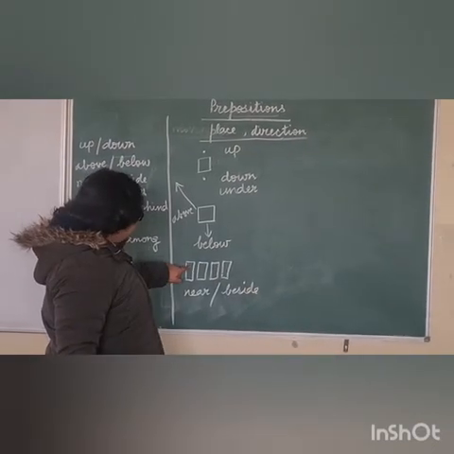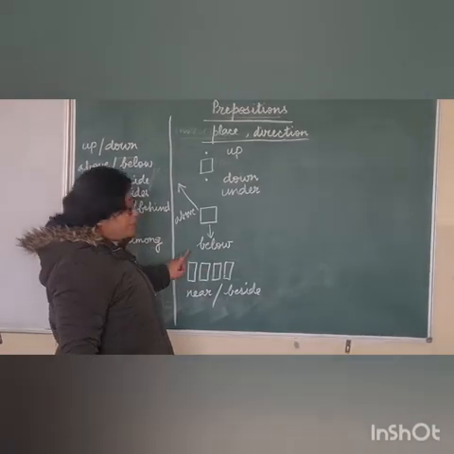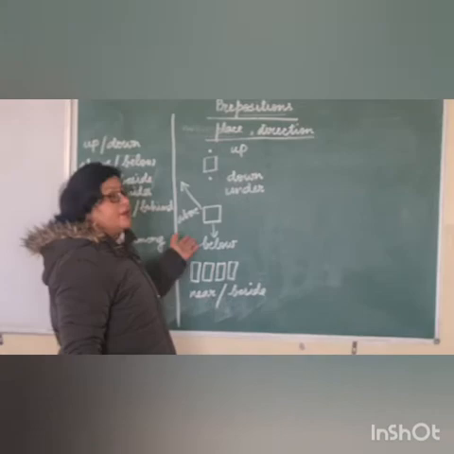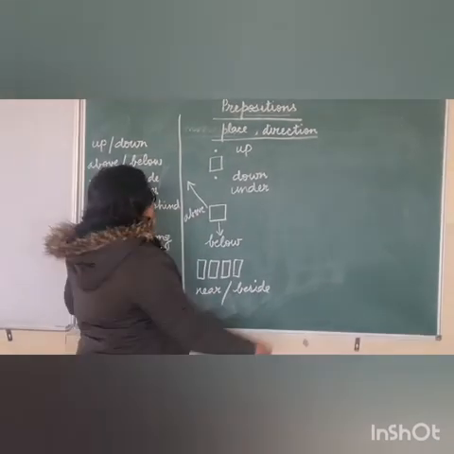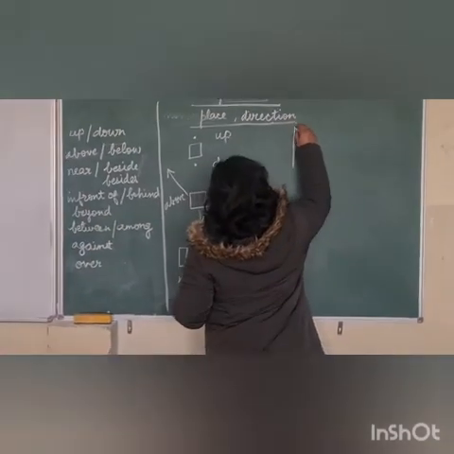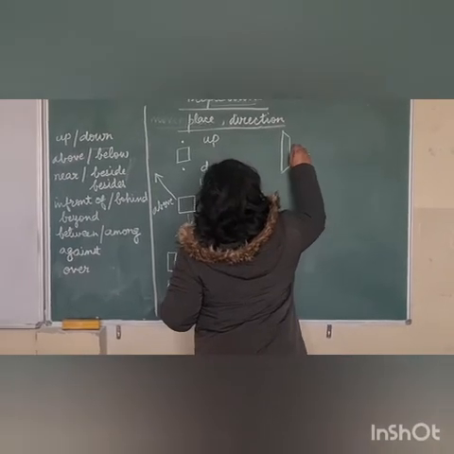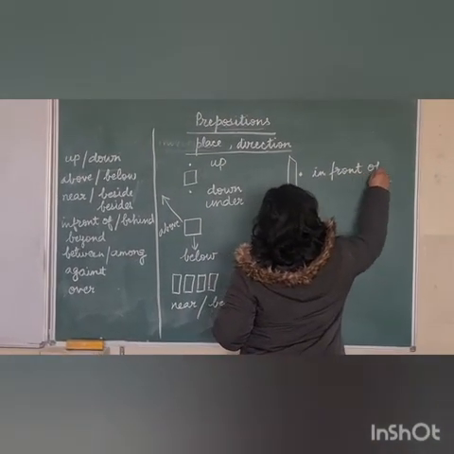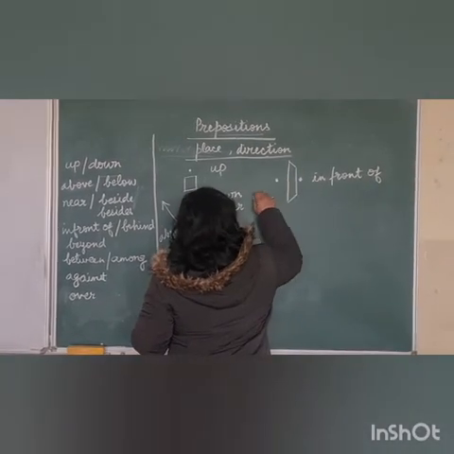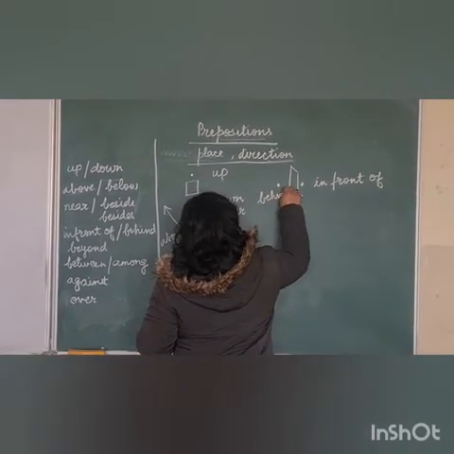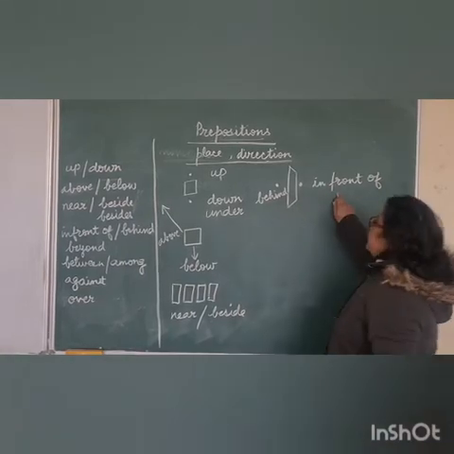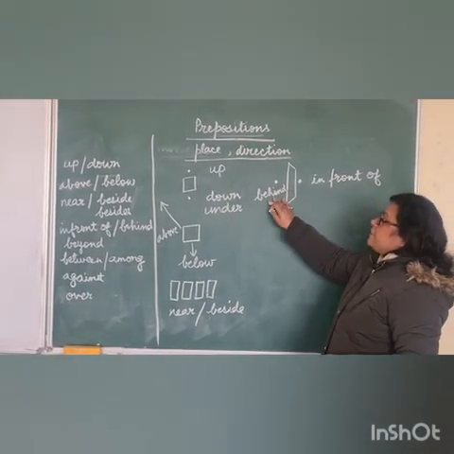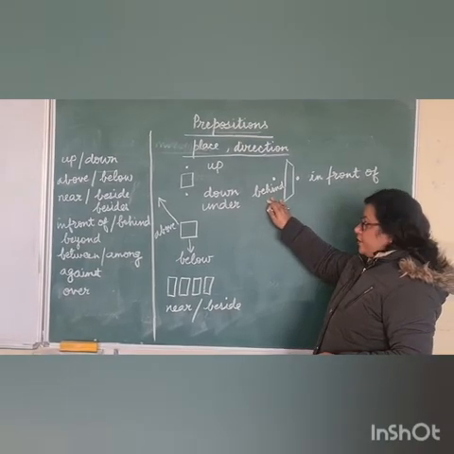If things are placed one by one, we can use near or beside. My house is near a bank. My house is beside the bank. There is a park beside my house. Then we can use in front of. In front of means सामने and behind पीछे. There is a garden in front of my house. My house is behind the mall.